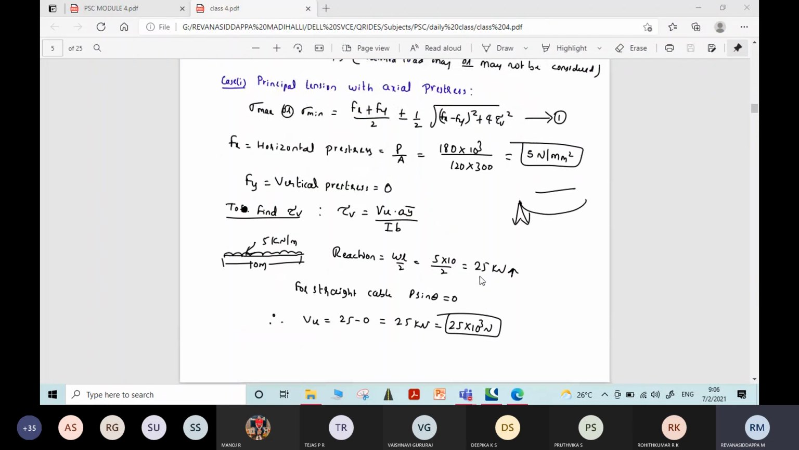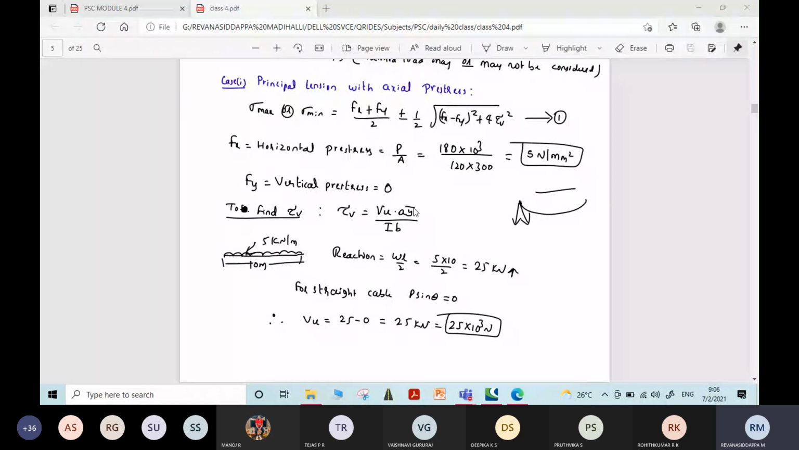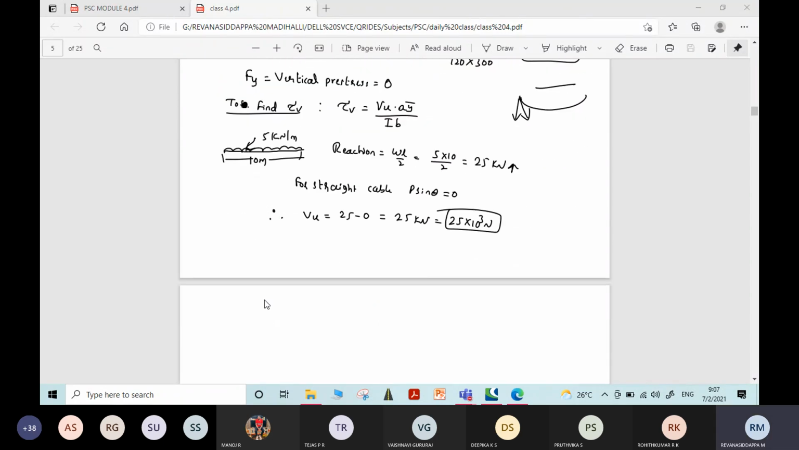Vu, then what else is required? Vu determined, you need to find tau v. Tau v you find it, substitute everything and find it. Before that you find first moment of area, Ay bar. Write the cross section and find the first moment of area, Ay bar. Okay. Find the Ay bar, write the cross section.